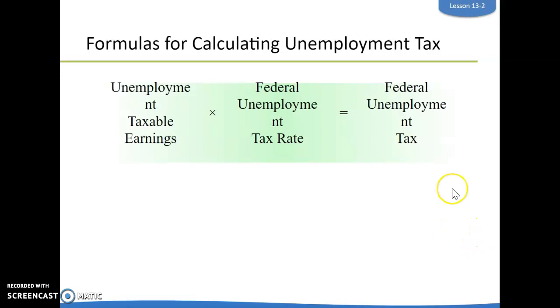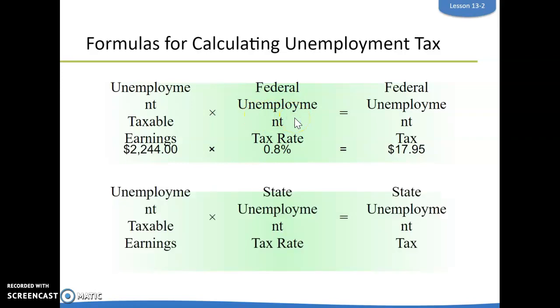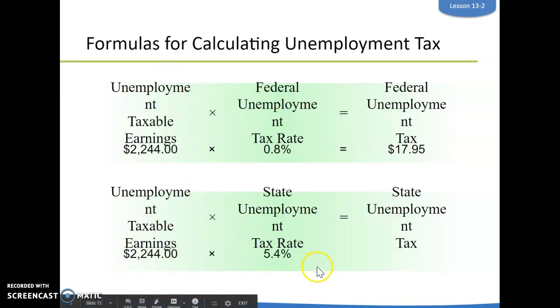So formulas with the percentages here. The unemployment taxable earnings of 2,244 times the federal unemployment tax rate of 0.8%, that will give you $17.95. And then the unemployment taxable earnings and the state unemployment tax rate. So the same amount for those earnings times 5.4% equals $121.18. So when you're doing calculations in the problems, you'll see we'll do this and I'll talk you through it here.